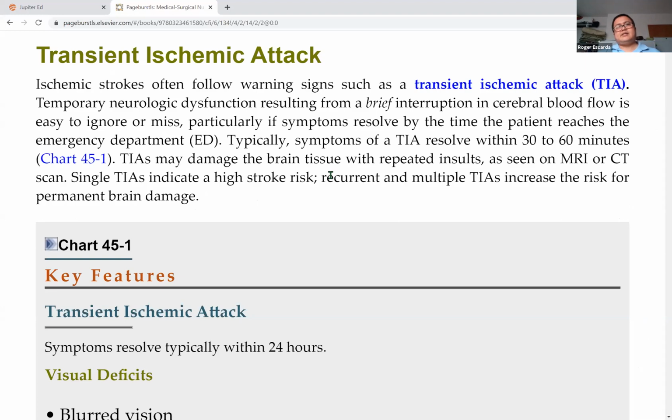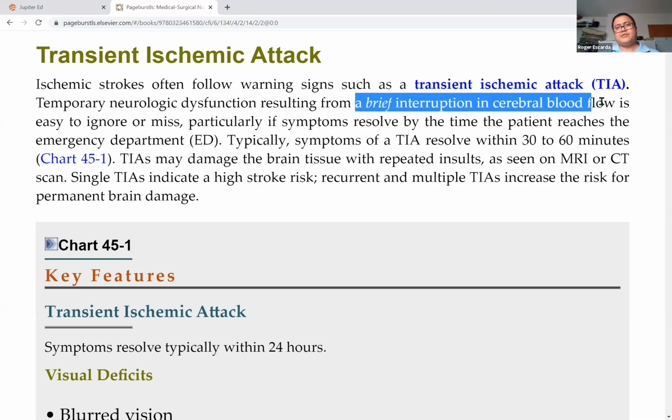So TIA is only a brief interruption of cerebral blood flow, meaning it's not permanent. So this may last from a few seconds to a few minutes to several minutes, up to less than an hour. The key here is the symptoms resolve. However, when the patient comes in with these symptoms, it's hard to tell whether or not it's a stroke or a TIA because the symptoms are really the same.